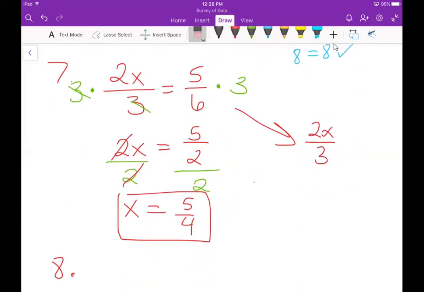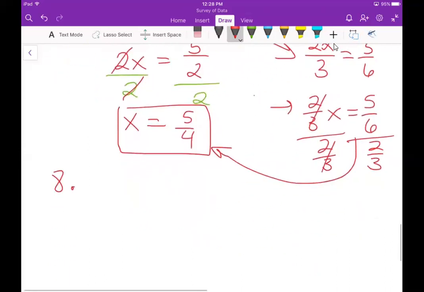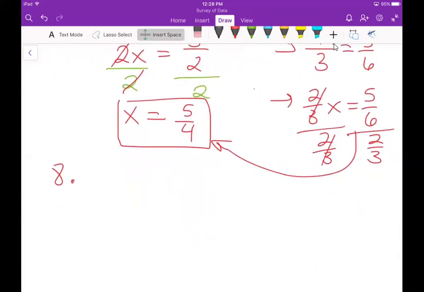So here we wrote this as 2x over 3 equals 5 over 6. That's the same thing as 2 over 3x equals 5 over 6. And we could have handled this like number 6, and we could have divided both sides by 2/3. And when you take 5/6 divided by 2/3, you will get the same thing that you did here. Okay? So you can multiply by 3, divide by 2, or just divide by 2/3 to get rid of that.